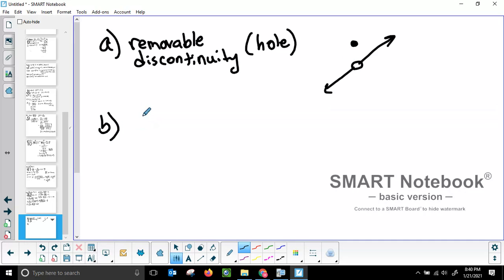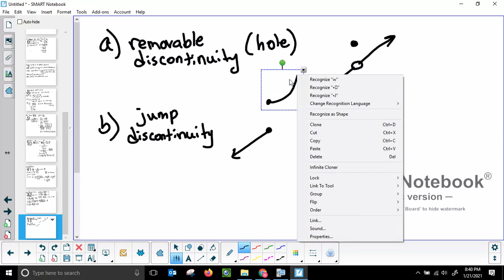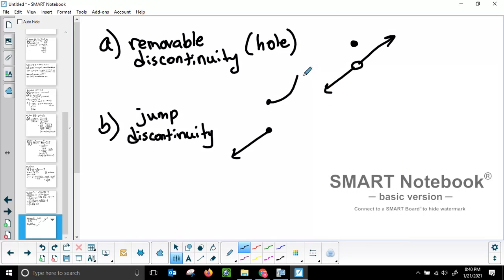All right, a jump discontinuity is where if you're trying to trace this with a pencil, you literally have to jump. The best example of these are piecewise functions. So if you have something like this, and then maybe you have something like this. If you're trying to trace this, you have to take your pencil and jump up to the next piece.